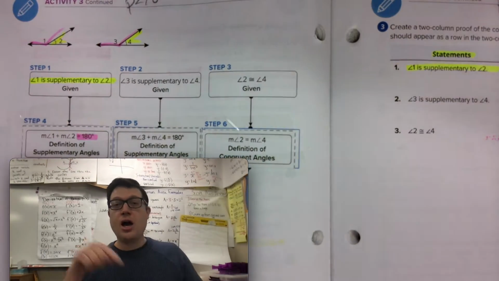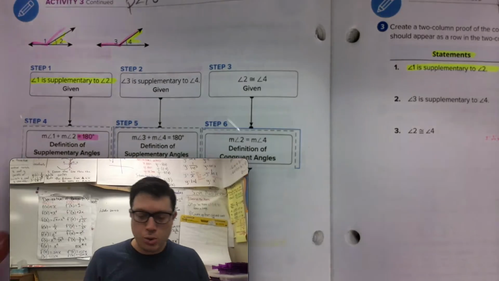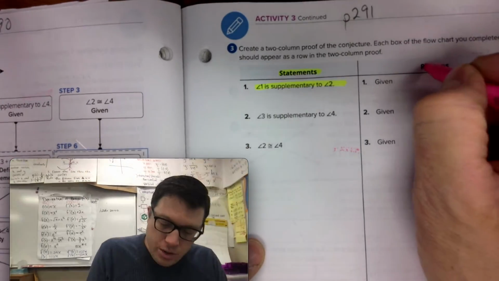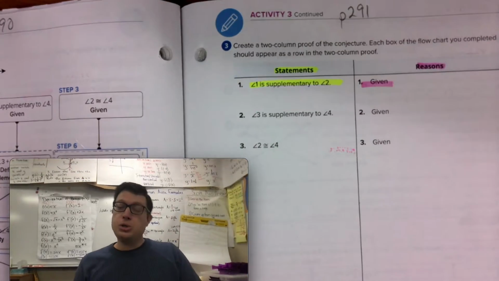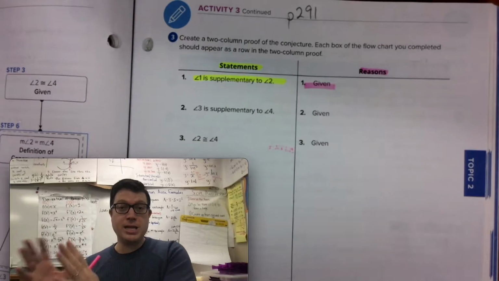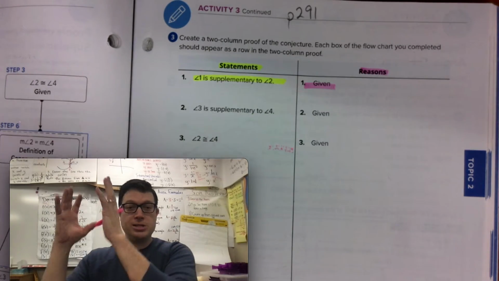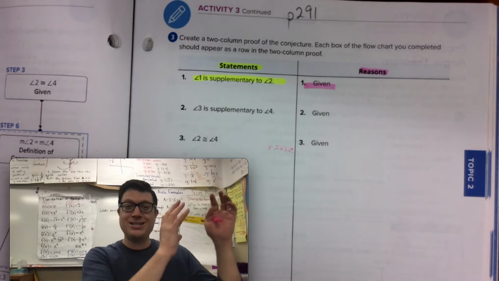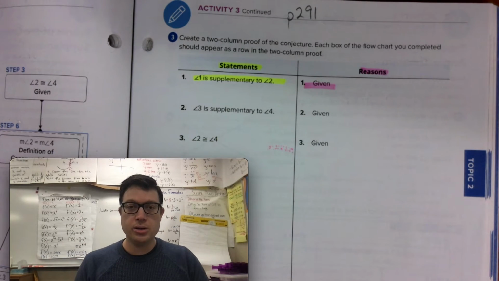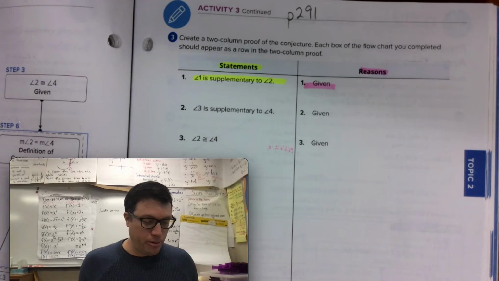And then on the other side, which is what makes it a 2-column proof, we're going to write given on the other side. So a 2-column proof has statements and reasons. We want to put our statements on the left side and our reasons on the right side. And then that is how we structure the order for a 2-column proof.